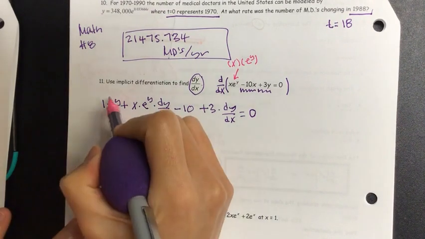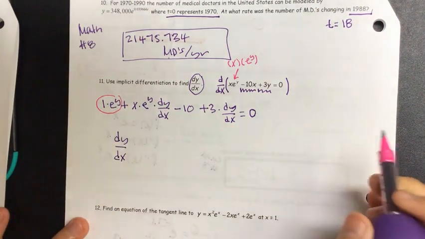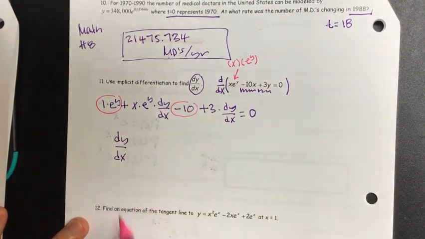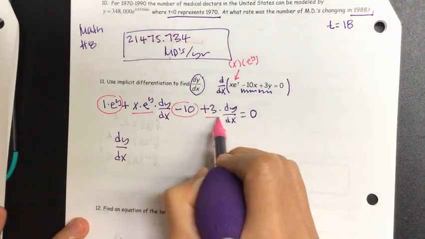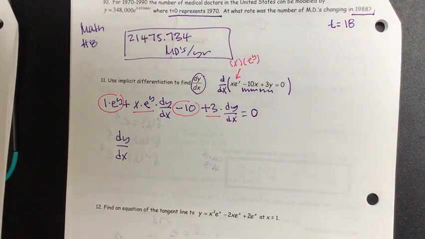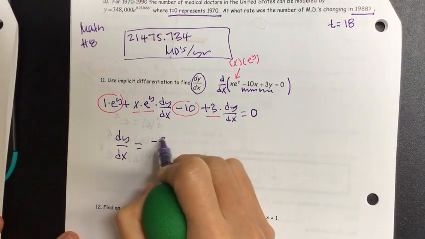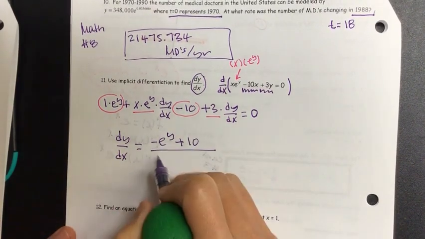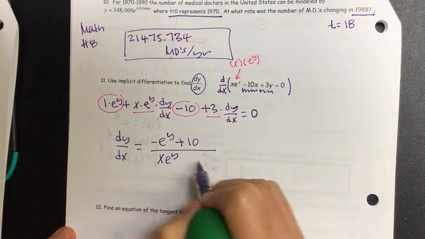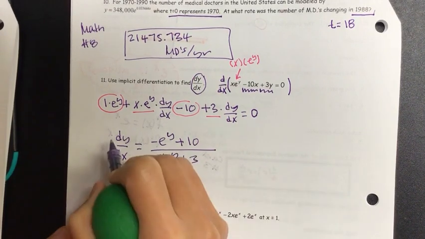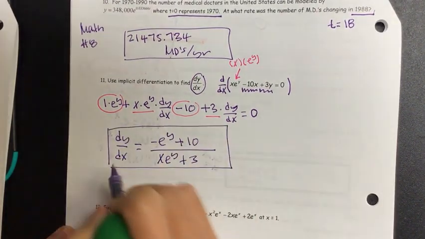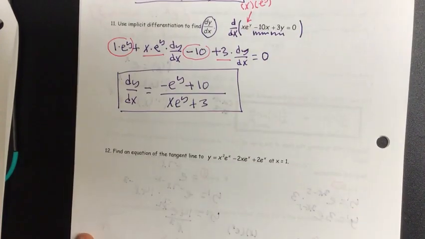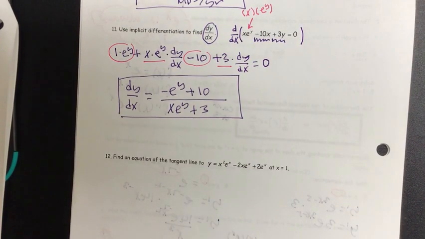All right, we are going to subtract e to the y, and then we're going to add 10, and we're going to divide by the coefficient in front of the dy over dx. So here we go. Minus e to the y plus 10, over x e to the y plus 3. And it says make dy over dx by itself, and I did. Again, it is a good reminder.